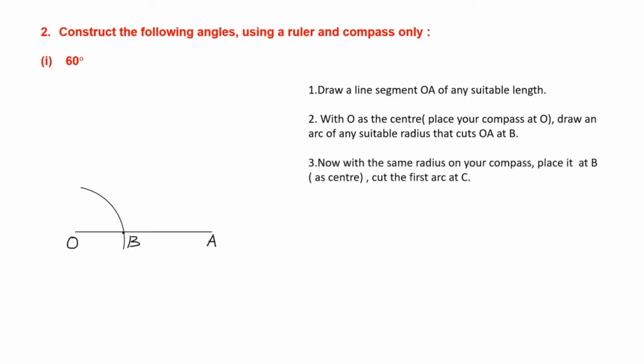Next step. Now with the same radius, don't change the radius on your compass, place the needle of your compass at B. Now B is going to be the center. Place it at B and cut this first arc. You will get a point like that. And this point where the arcs meet is C. We'll name it C. Now join OC and extend the line.